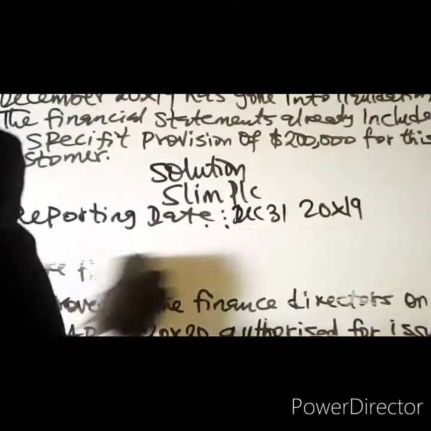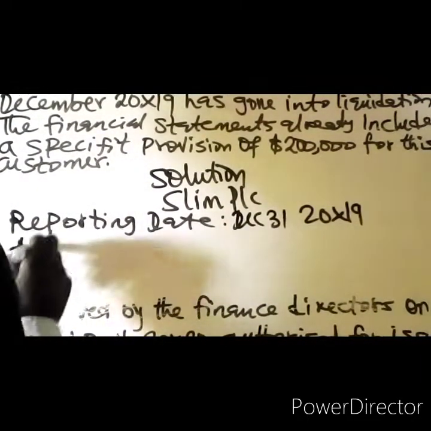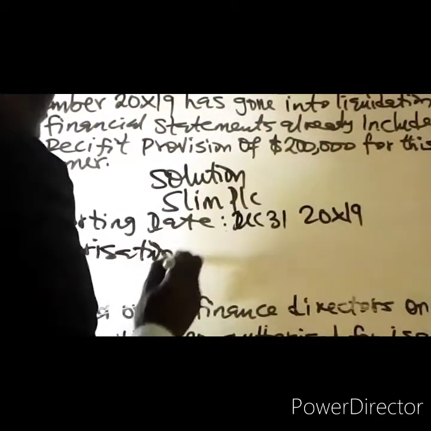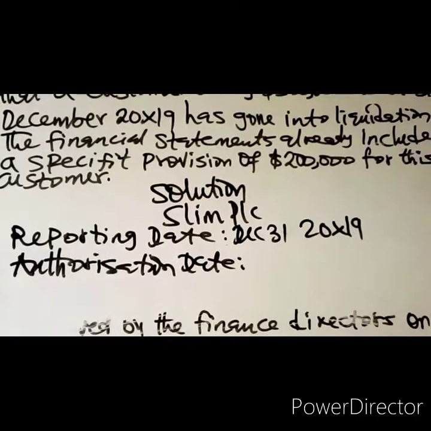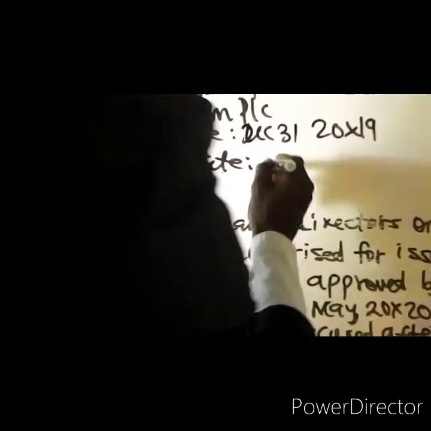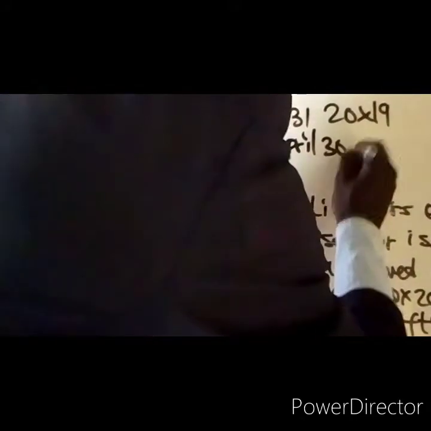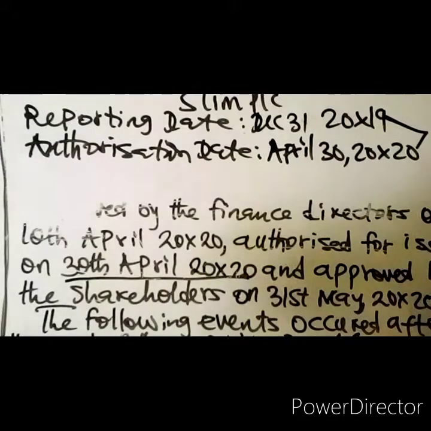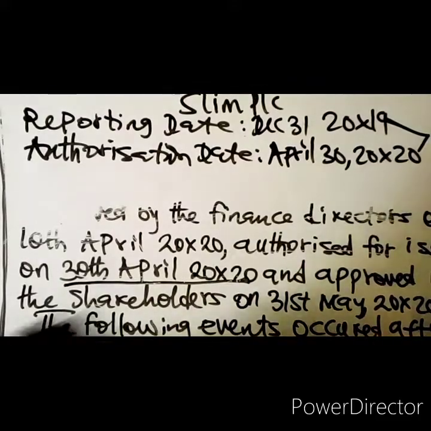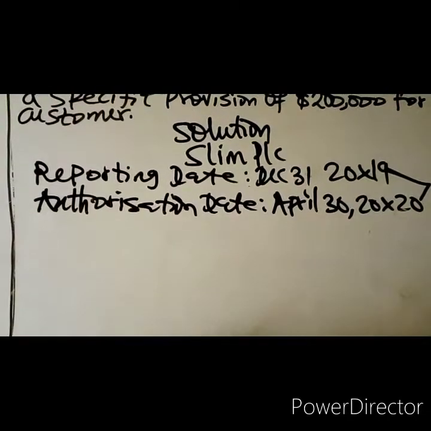Then the next thing, you identify the authorization date. The authorization date, and you were told, authorized for issue on 30 April 20X20. That is the authorization date. That means any event that occurs between this period and this period is said to be an event after the reporting period. So our focus now is on events that occurred between 31st December 2019 and April 30, 2020. Now, we want to identify those events and categorize them into adjusting and non-adjusting events.